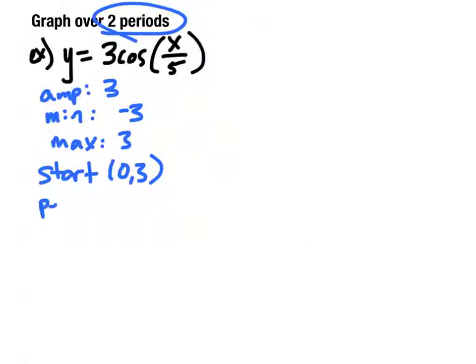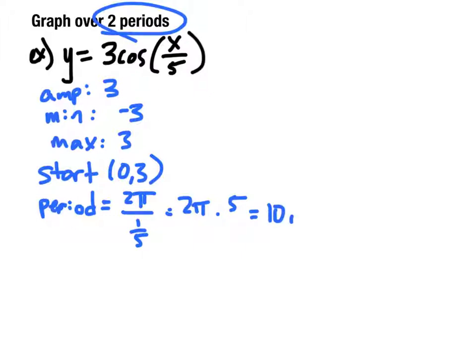The period. So that's 2 pi over 1/5. So that's the same thing as 2 pi times 5 over 1. So the period is 10 pi. Now, if the period is 10 pi and we're graphing over 2 periods, how far are we going to go? 20 pi. That's right.